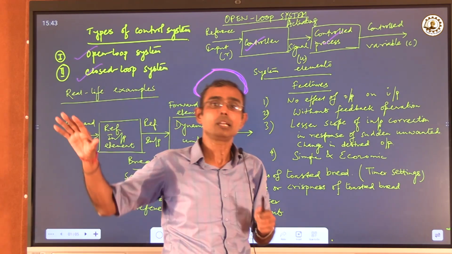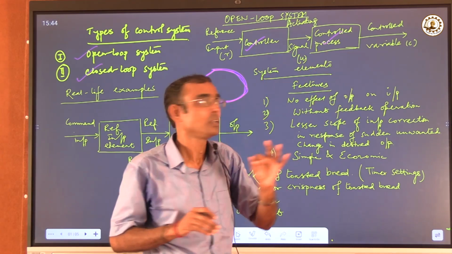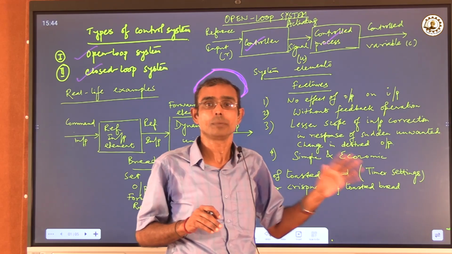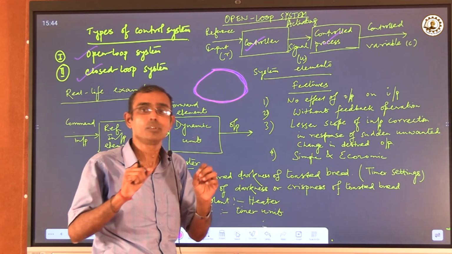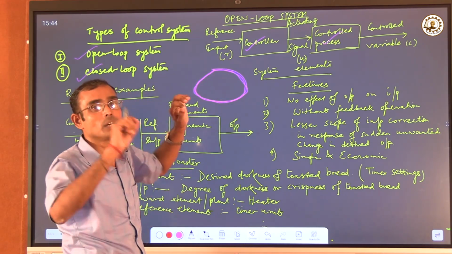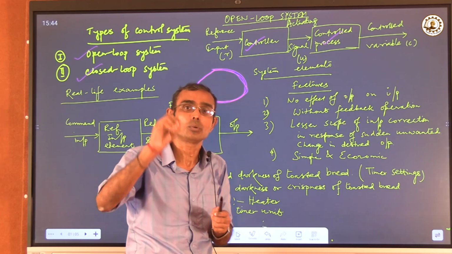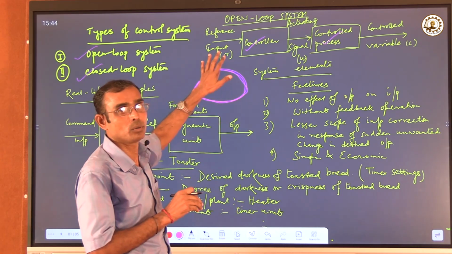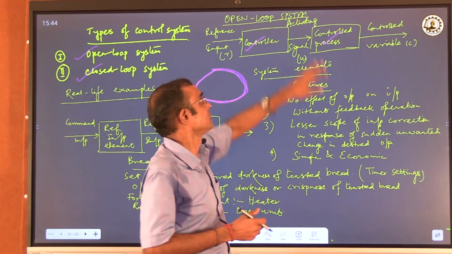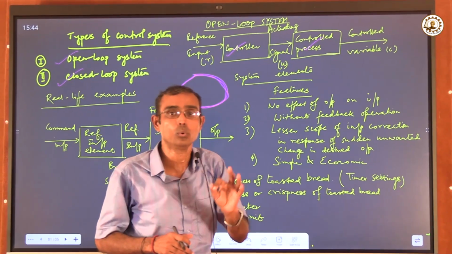For mathematical purposes, all the parameters defined in this open loop system are marked with particular system variables. This reference input is marked with a small r. The controller uses this reference input and generates a signal at its output port, which is the actuating signal. That actuating signal is designated by a small u.